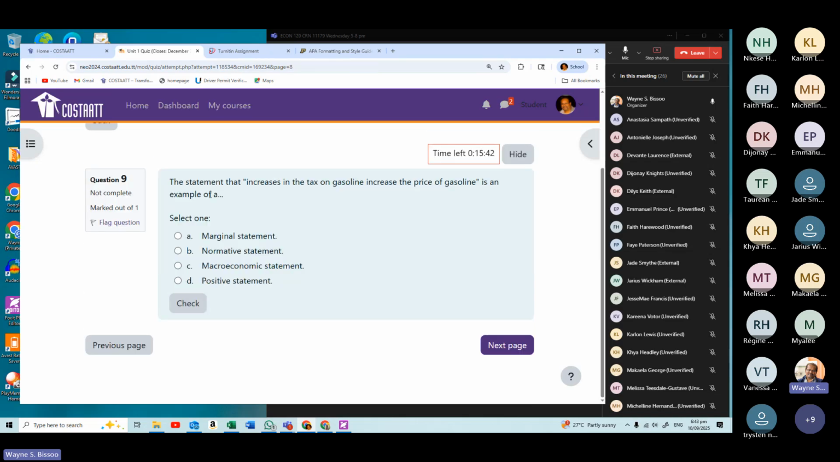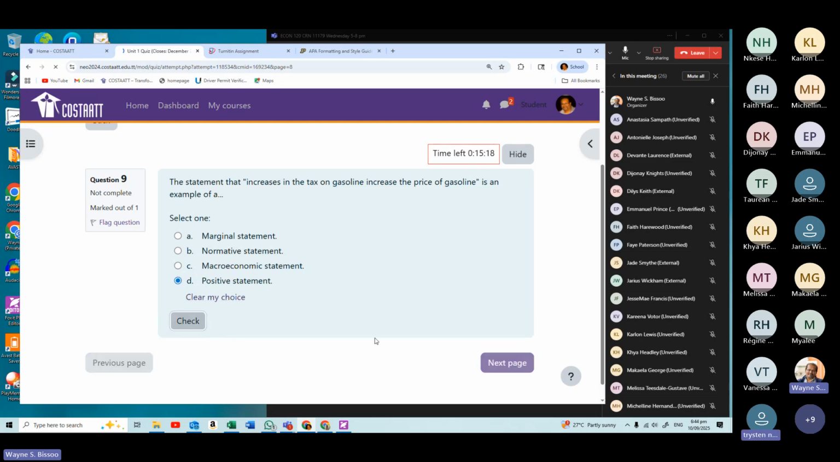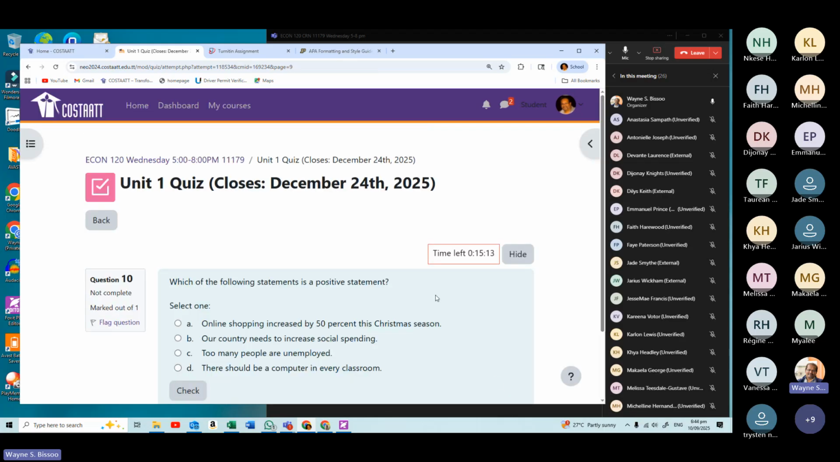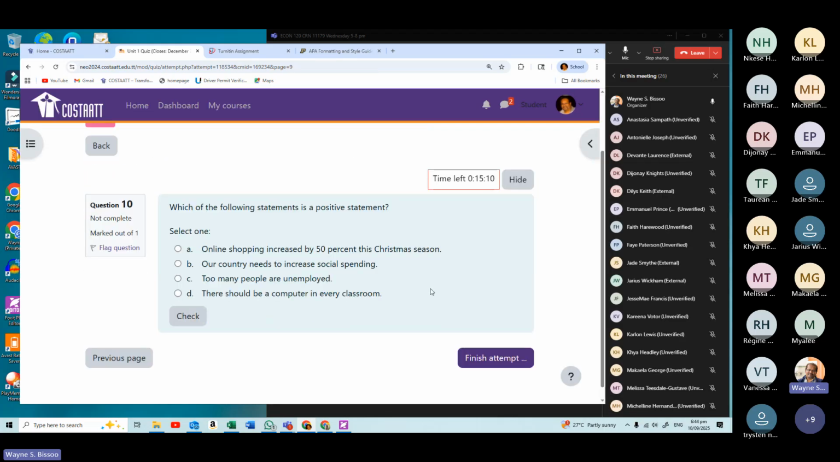Question 9. The statement that increases in the tax on gasoline increase the price of gasoline is an example of what? Marginal statement, normative, macroeconomic statement or a positive statement? Anybody has an idea? No? All right, let you all know that's a positive statement. You all will need to know why that is a positive statement. So it means that whole unit is about positive and normative statements about what is economics.